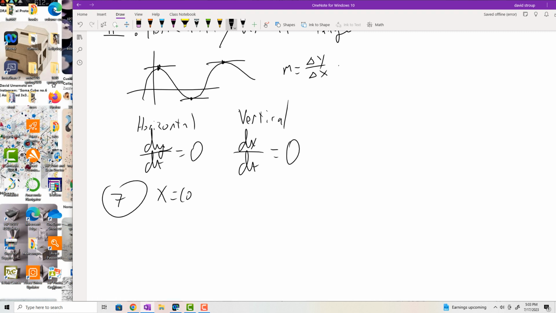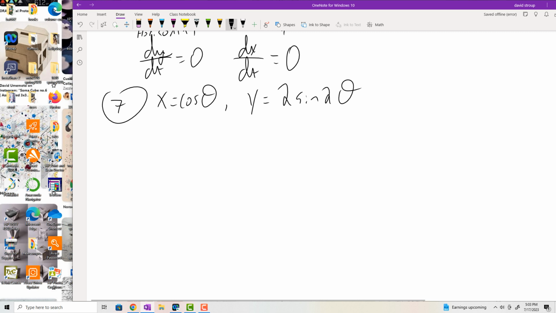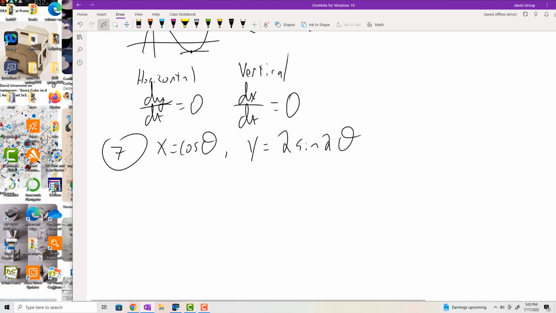You have two parametric equations, x equals cosine theta and y equals 2 sine of 2 theta. It's not clear what this object is, okay? It would be hard to eliminate the parameter because it's not like cosine theta and then sine of theta, right? So that's a bummer. But we could still go after these vertical and horizontal tangents.